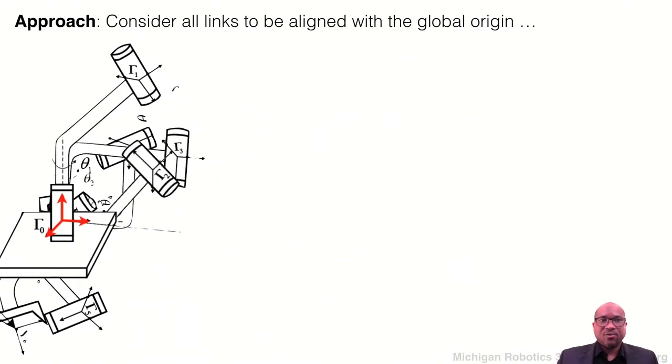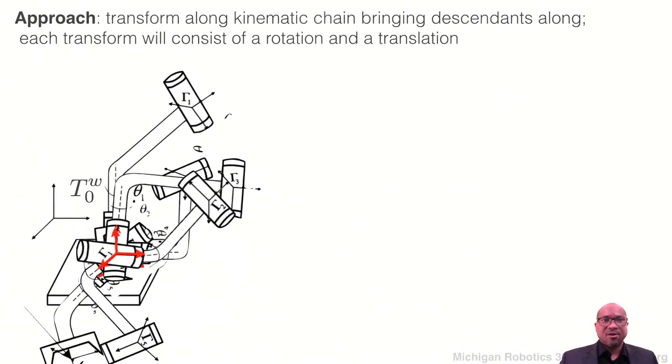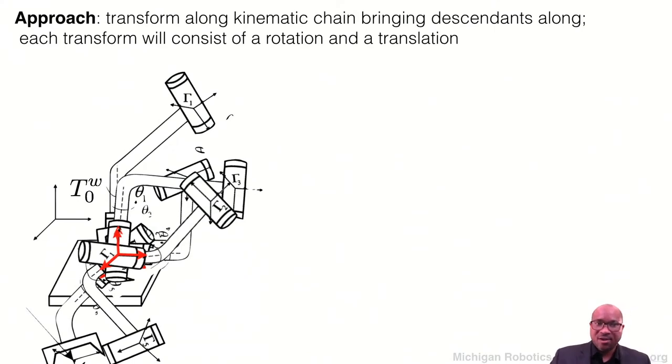To think about how this could work out, we're going to consider all links to be aligned with a global origin, just to start off with. And we're going to move all of them along and drop them off at their proper positioning in the workspace. So if we consider the global axis, we're going to then move all of our links to where the base frame is, and do a rotation and translation of all of these together, and just put them where they need to be.